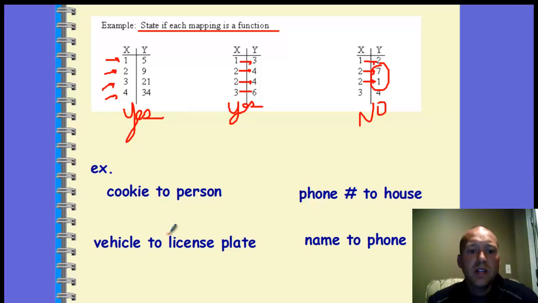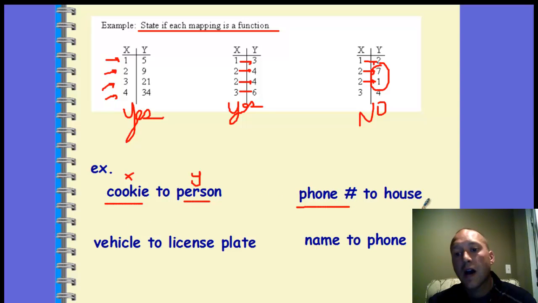So examples, we see it in life. They're not really talked about as functions, but they are used. So a cookie to a person. If the cookie is the input, and the output is the person it goes to, does that one cookie go to one person? It's a function. If that cookie goes to more than one person, so if someone shares that cookie, then it's no longer a function.